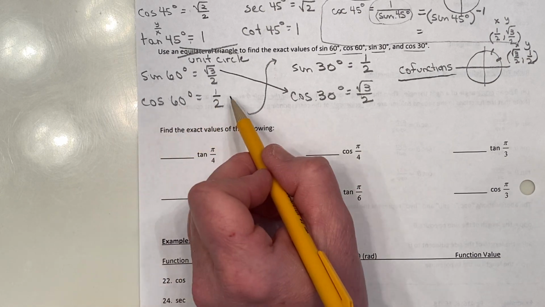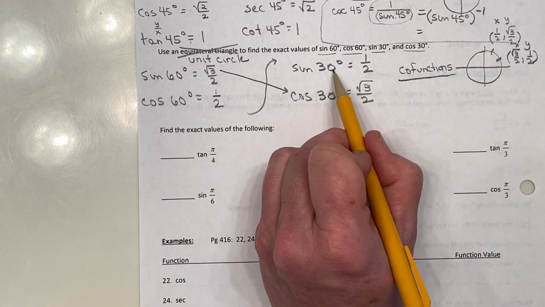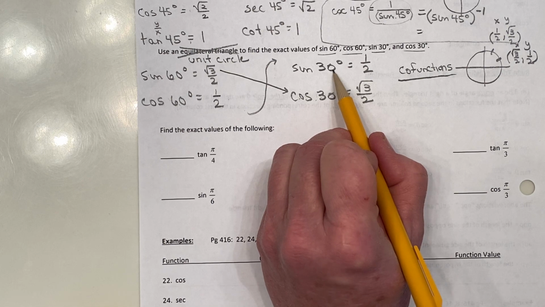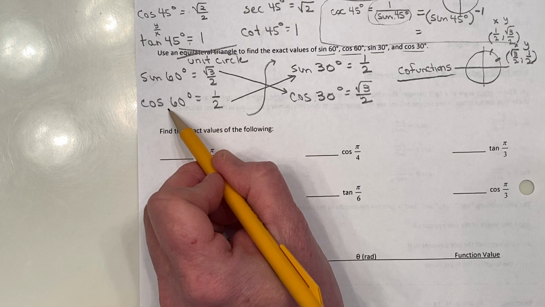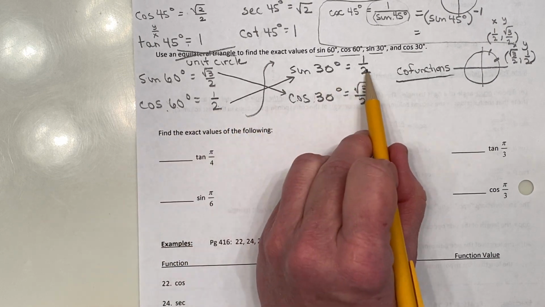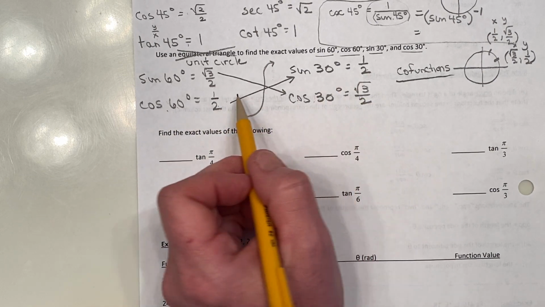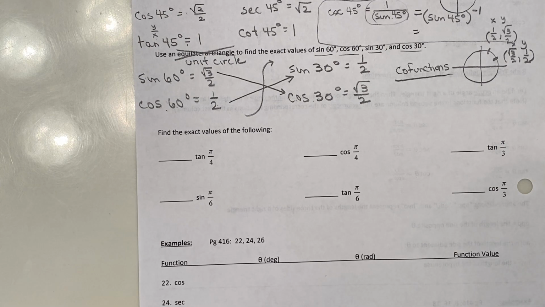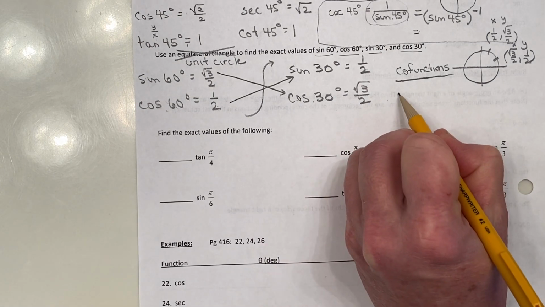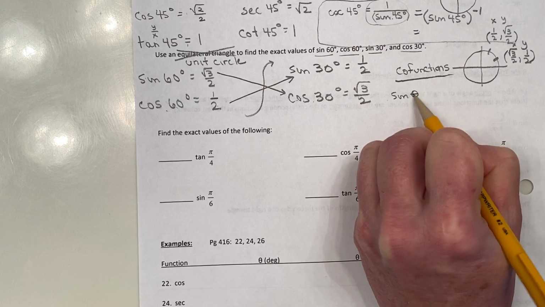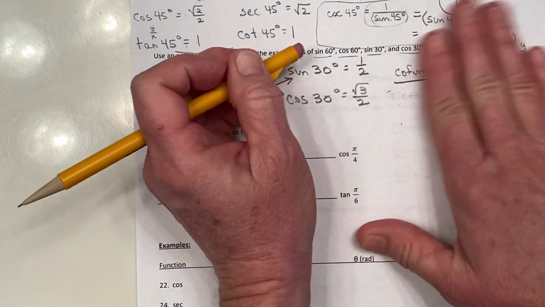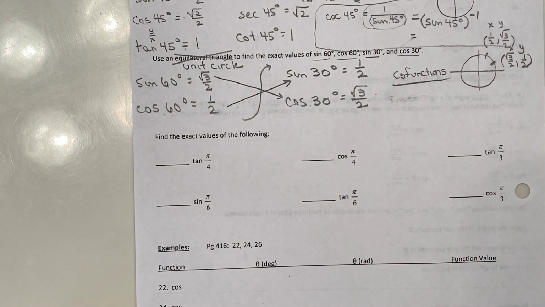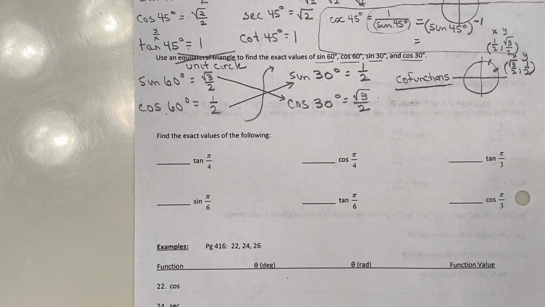So if cosine of 60 degrees is 1/2, I wouldn't have to find sine of 30 degrees. I would know that sine of 30 degrees is the cofunction to cosine of 60 degrees, and I could just say that that's also 1/2. So sine and cosine are cofunctions. Let's just stick with the cofunctions. All right, let's move on.